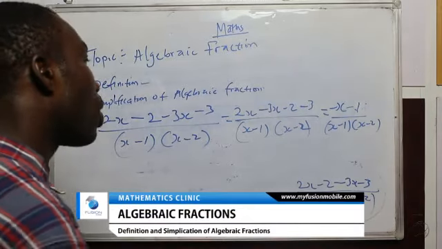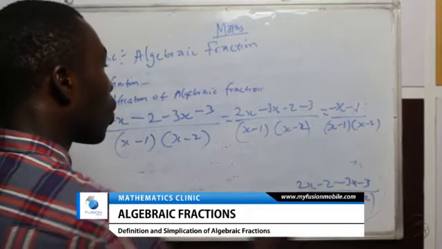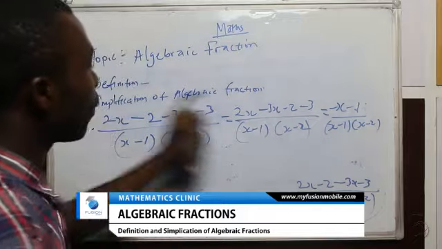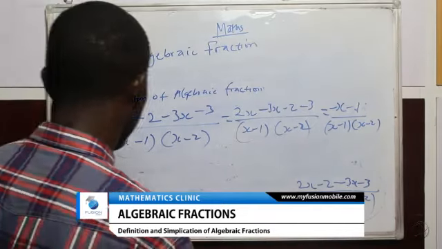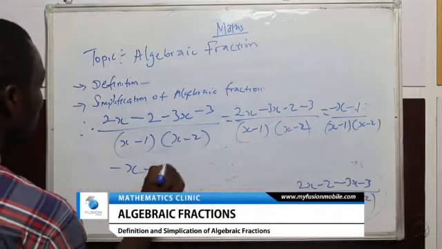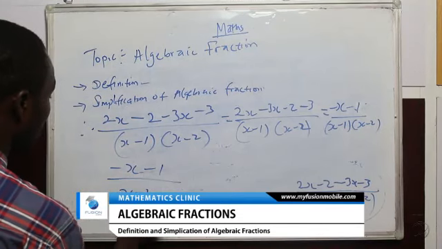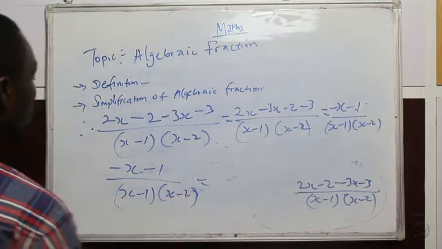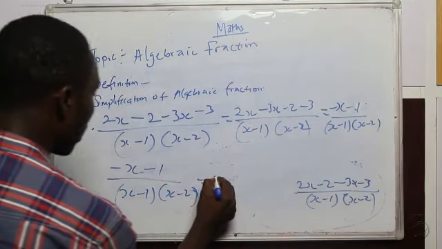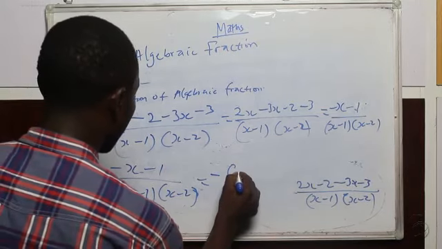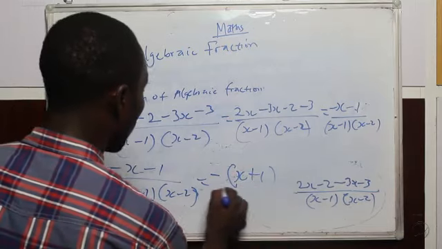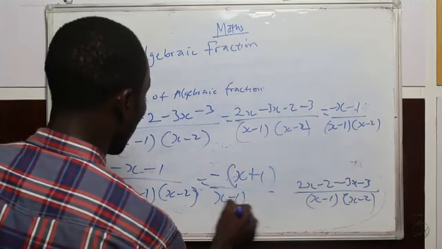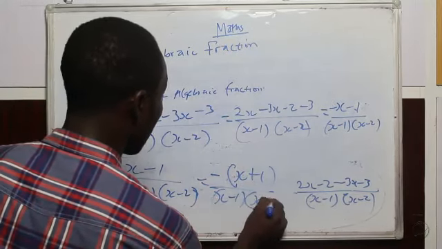Now, when we look at this equation, we can factorize it. We have minus x minus 1, minus x minus 1 over x minus 1 bracket x minus 2, which is equal to, we bring this one out, minus bracket x plus 1 over x minus 1 bracket x minus 2.